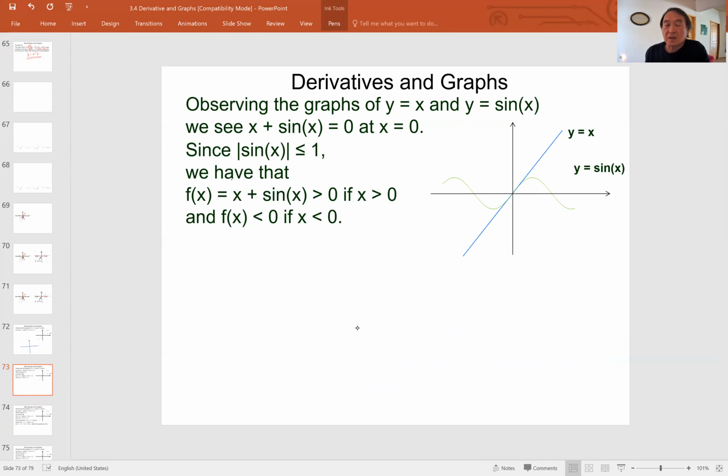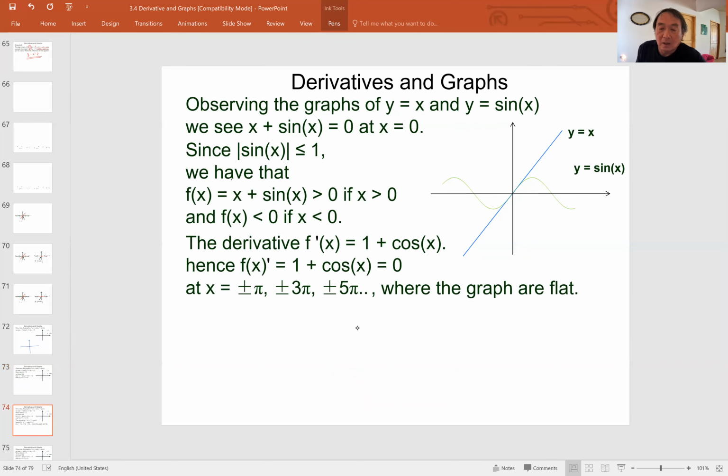From there, you can reason that the sum x plus sine x is always positive for x positive. In other words, it keeps going up. It's an increasing function. You can see this by taking the derivative, which is 1 plus cosine x. Cosine is always between negative 1 and 1, so this is always bigger than or equal to 0. It means it's always going up. And when does it equal 0? It equals 0 at these points.